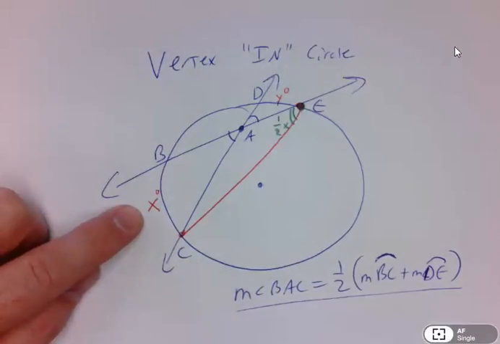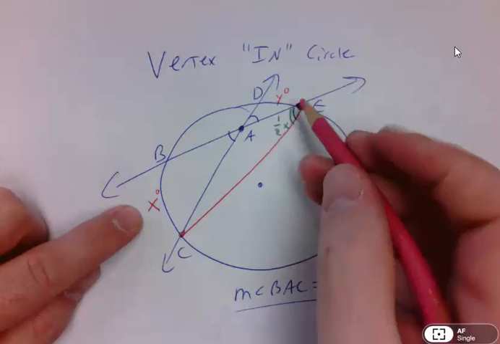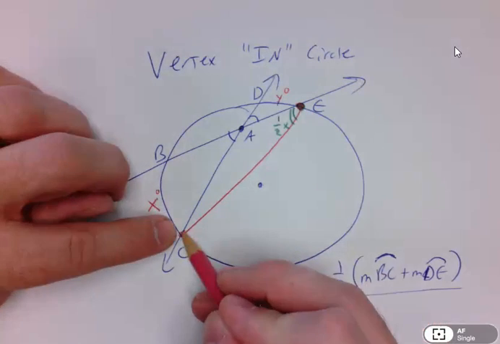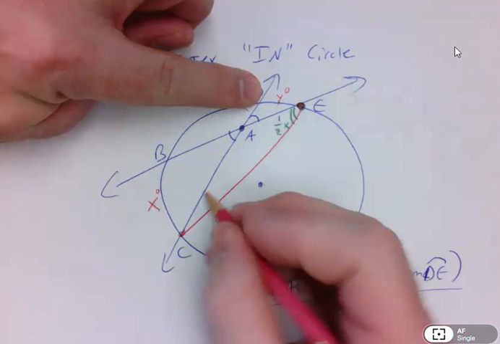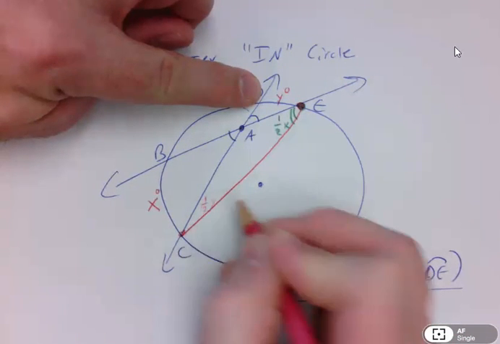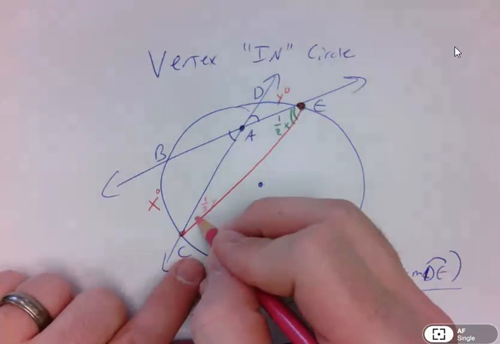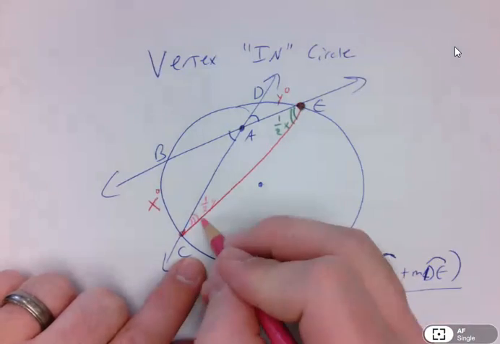Well, follow the logic for where the Y is, right? Look at angle C here. Angle C hits arc DE, which is Y. So if that's Y, this has got to be 1/2 Y. So this is 1/2 X, this is 1/2 X, this is 1/2 Y.